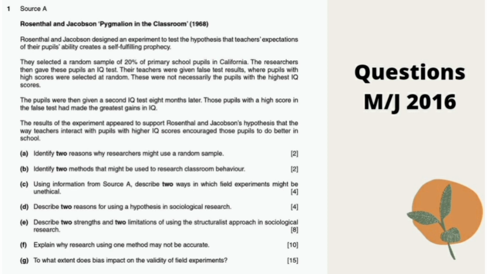prophecy. They selected a random sample of 20% of primary school pupils in California. The researchers then gave these pupils an IQ test. Their teachers were given false test results, where pupils with high scores were selected at random. They were not necessarily the pupils with the highest IQ scores. The pupils were then given a second IQ test 8 months later. Those pupils with the high score in the false test had made the greatest gains in the IQ. The results of the experiment appeared to support Rosenthal and Jacobson's hypothesis that the way teachers interact with the pupils with high IQ scores encourage those pupils to do better in school.